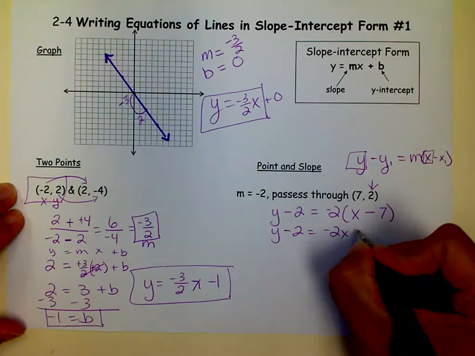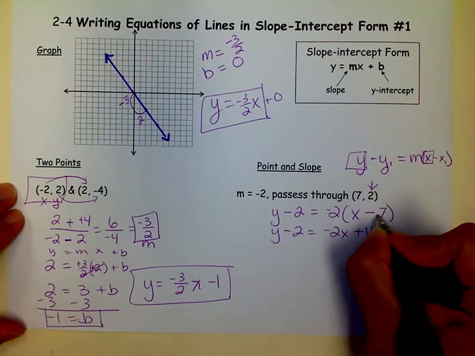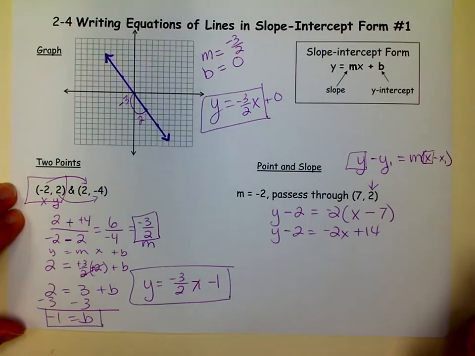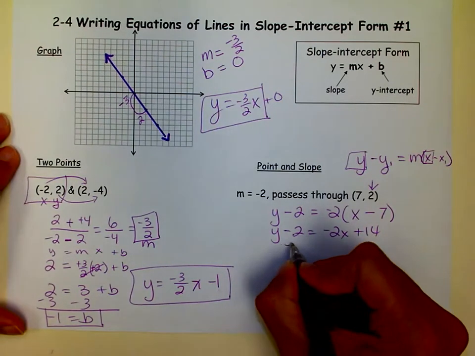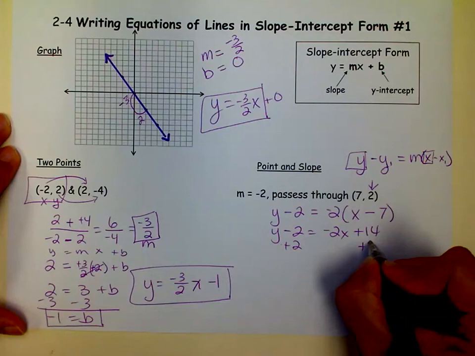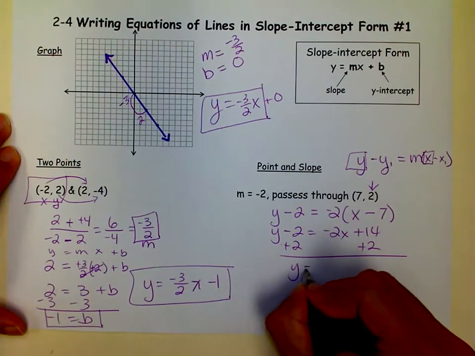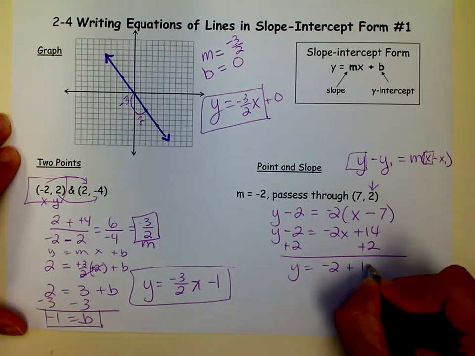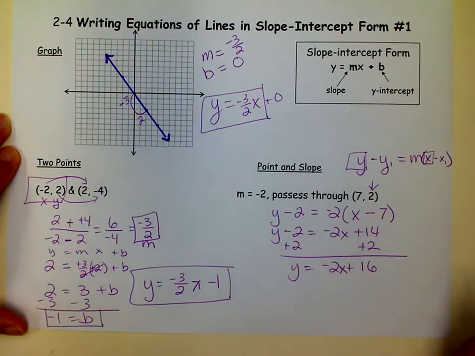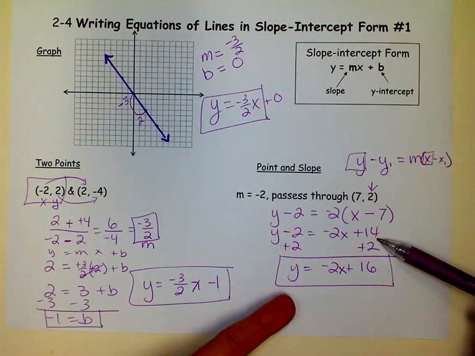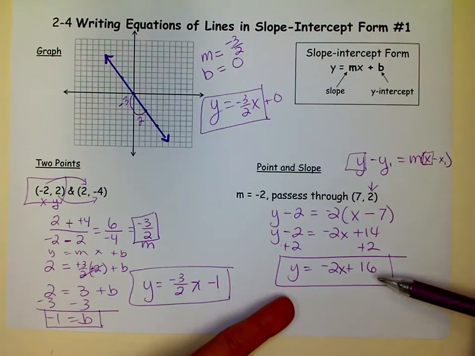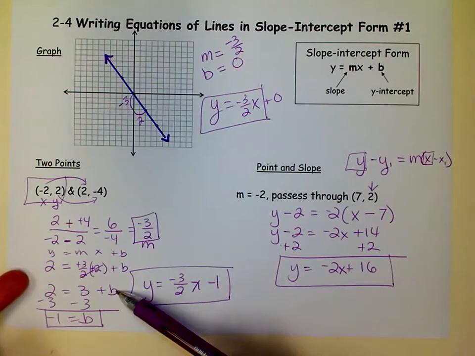We have -2x plus 14, because a -2 times a -7 is plus 14. And I'm going to get y alone. Remember, I need to get y alone. So I add 2 to both sides, because slope-intercept form is when you have y alone. And that's another way to do it. So some people like this a lot better. It's a little easier if you're getting it in slope-intercept form. Some people like to do it this way.